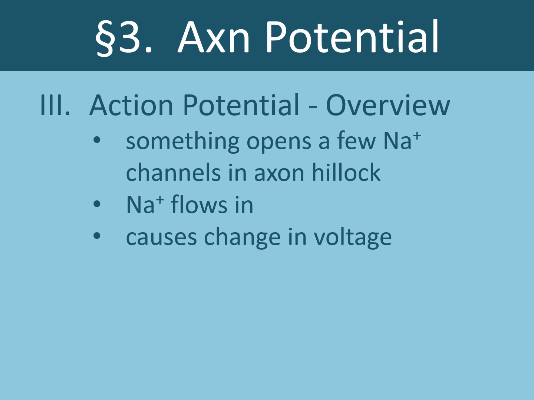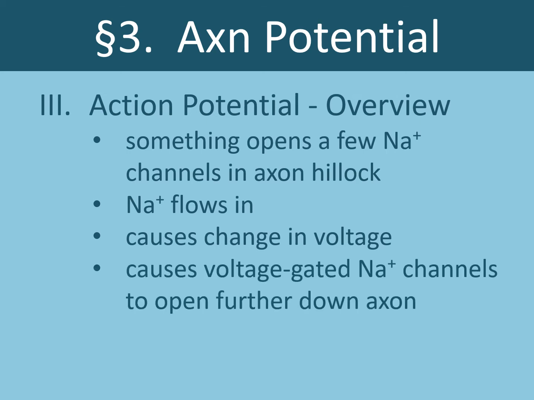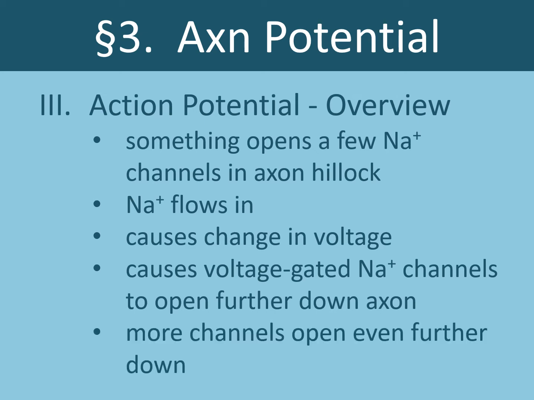This influx of positive sodium ions is going to change the voltage inside the cell. The inside of the cell is negative 70 millivolts on average. An influx of positive ions will make the inside less negative. It's changing the voltage. A change in voltage will trigger voltage-gated sodium channels to open. These ion channels allow even more sodium to rush in, and more voltage-gated sodium channels will open even further down the axon. That's kind of the overview of the process of an action potential.